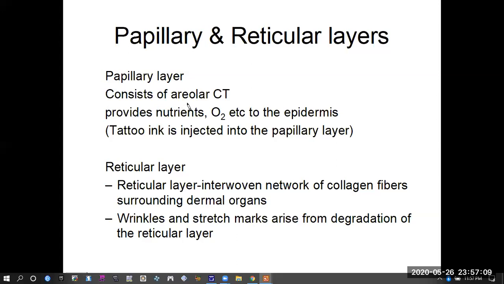So the papillary layer with its distinct tissue, that loose type of areolar connective tissue, the more superficial area of the dermis is where we're at. And we mentioned how this is what nourishes the living cells of the epidermis. Just an interesting note, tattoo injection has to be inserted deep to our epidermis, and it now becomes this permanent mark that's in our dermis.